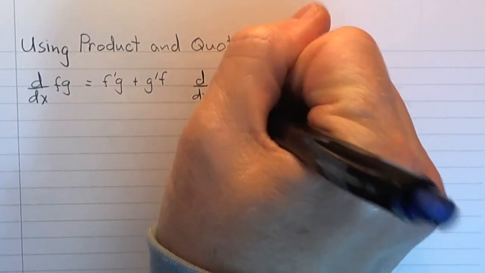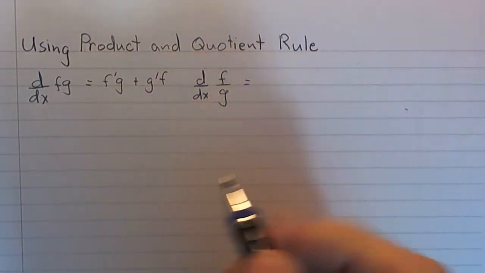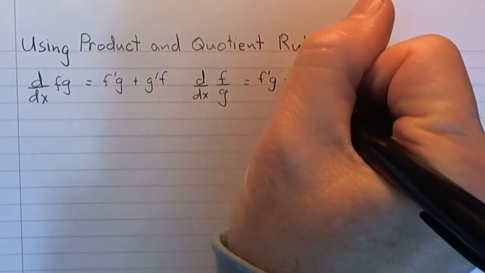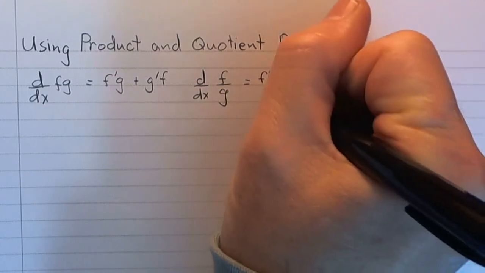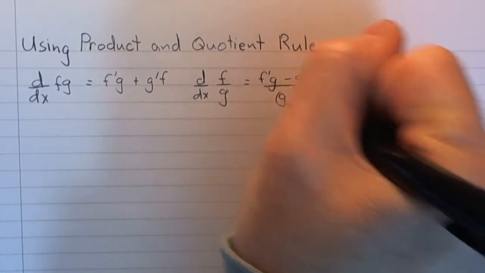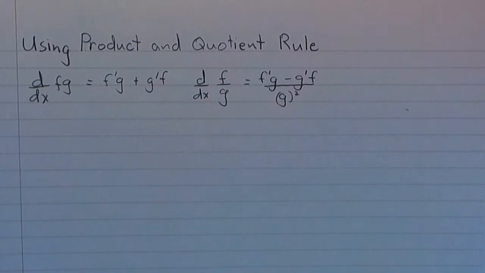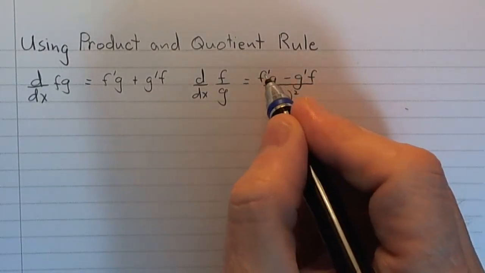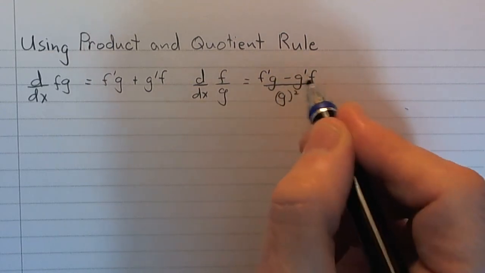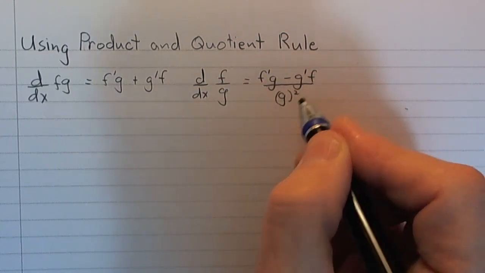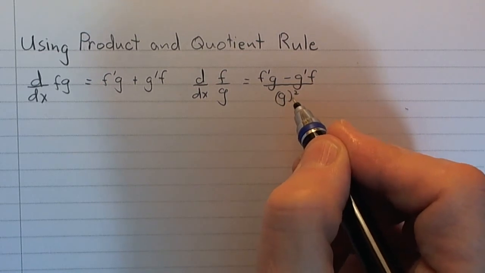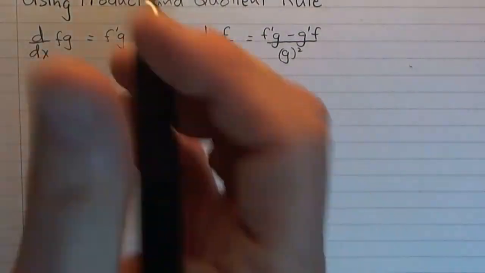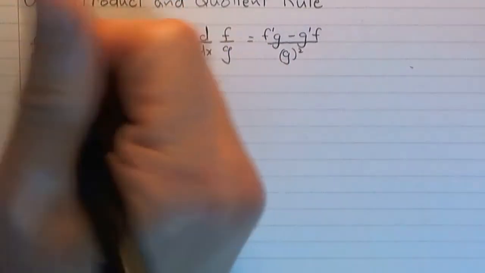Okay, so if we've got f over g, it tells us that we can say f prime g minus g prime f over g squared. I put the parentheses around there, but it's the derivative of the top times the bottom minus the derivative of the bottom times the top, all over the bottom squared. Okay, so let's just see these two rules in action.